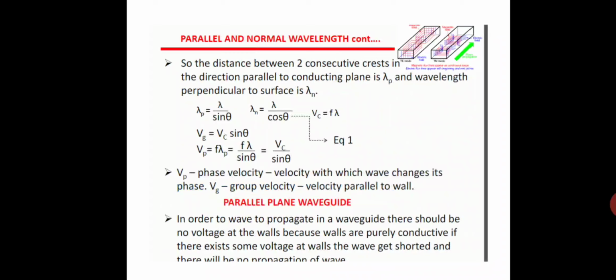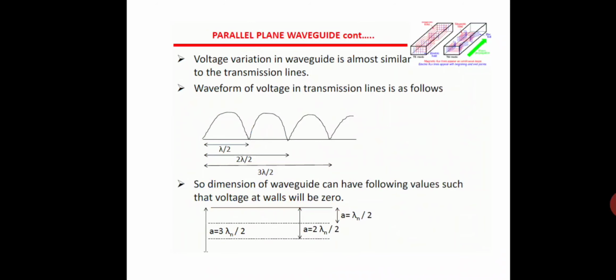Parallel plane waveguide. In order for a wave to propagate in a waveguide, there should be no voltage at the walls. Because the walls are purely conductive, if some voltage exists at the walls, the wave gets shorted and there will be no propagation of waves. Voltage variation in a waveguide is almost similar to that in a transmission line. The voltage waveform in a transmission line is like a sinusoidal waveform in a reflection mode. So the dimensions of the waveguide can have values such that the voltage at the walls will be 0.